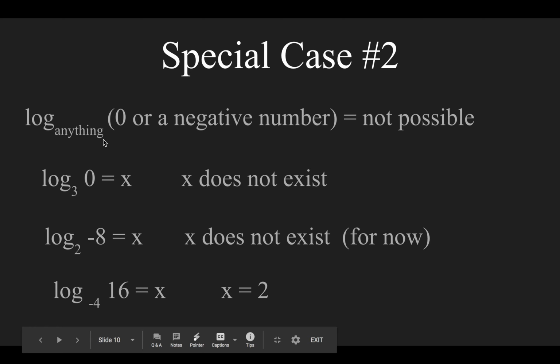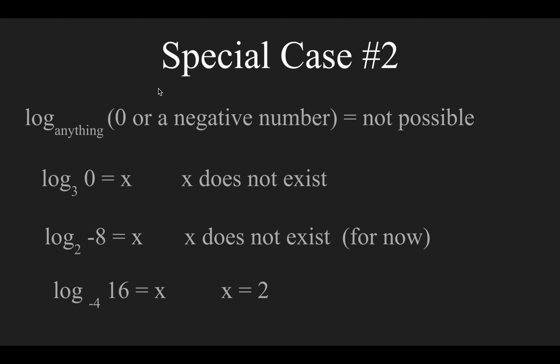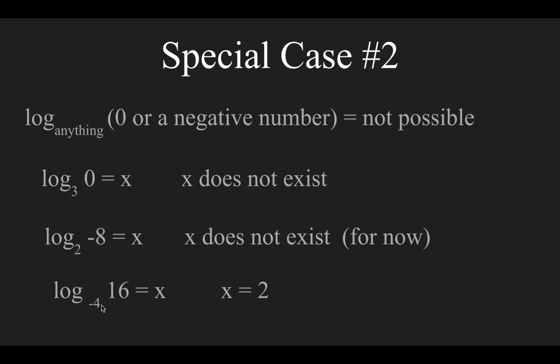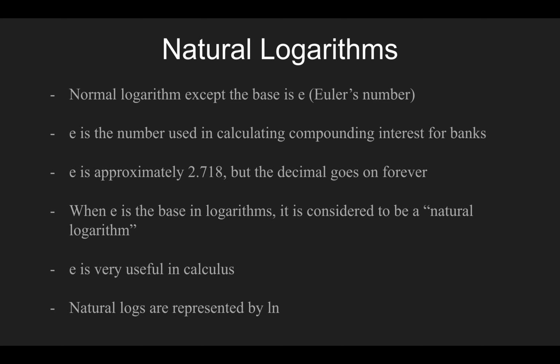Log of anything, it can be anything down here. But up here, if it is 0 or a negative number, it's not possible. But if it's negative down here, perfectly fine. This can be a little bit confusing, and if you have any other questions on a specific problem, you can always let me know, and I'll help you out. So finally, I'm going to talk a little bit about natural logarithms.